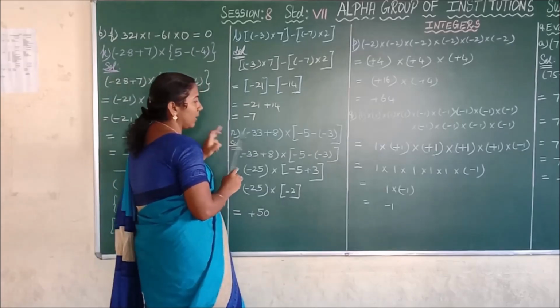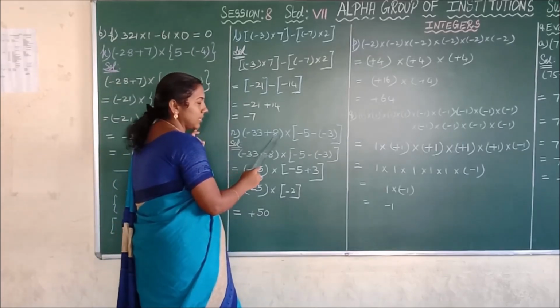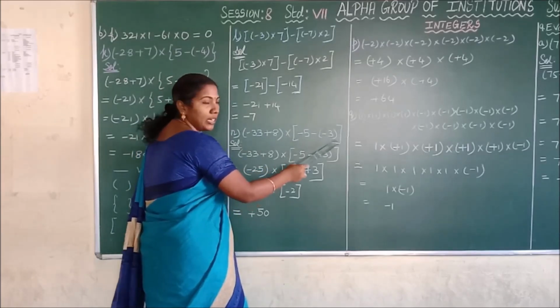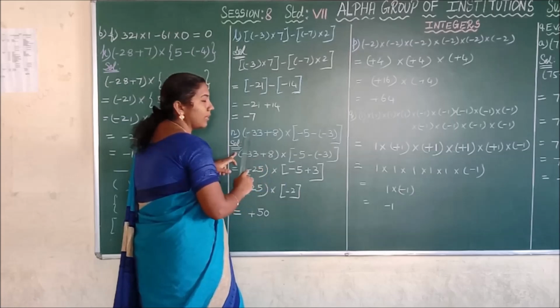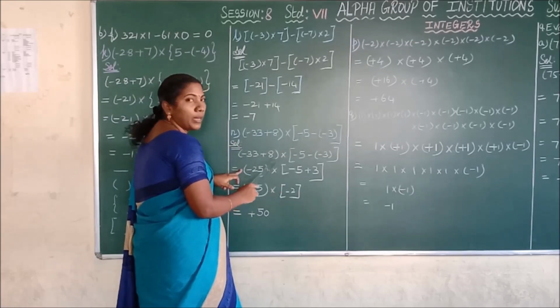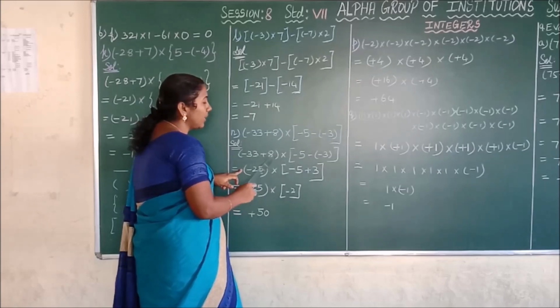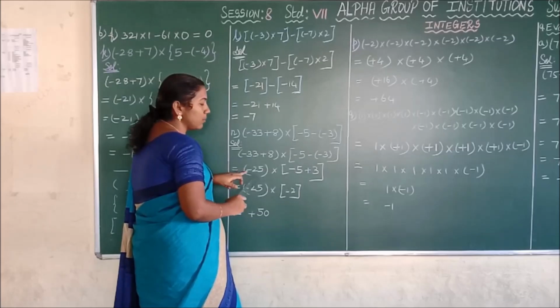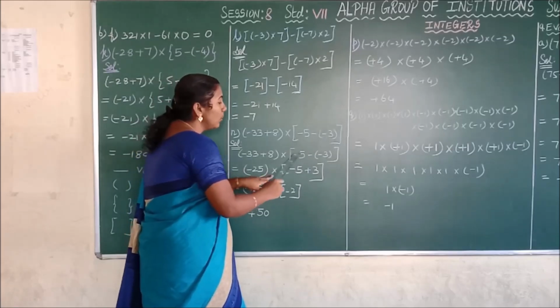Question: simplify minus 33 plus 8 into minus 5 minus of minus 3. Here, first we are going to evaluate this. Once again, we write the question: minus 33 plus 8. What is your answer? Subtract 8 from 33, which is 25, and the 25 gets the symbol of 33, that is minus 25 into minus 5.